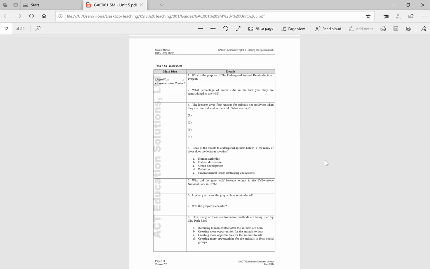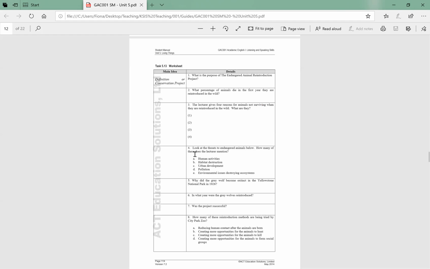The next question that you have is, what percentage of animals die in the first year that they are reintroduced in the wild? Let's think about what the main idea would be. Is it the changes that should be made? Is it introduction? Is it causes or example of success? It would actually be difficulties. So for the main idea here, you should have written difficulties. The next question, the lecturer gives 4 reasons animals not surviving when they are reintroduced. Again, in terms of main idea, this should fall under difficulties because it's the problems that we're looking at.